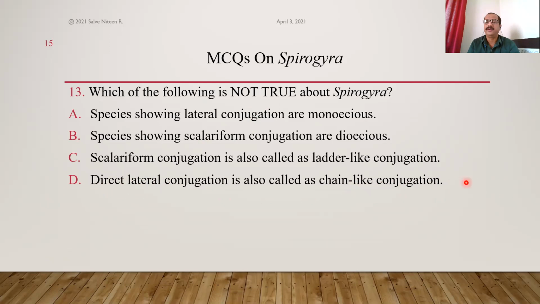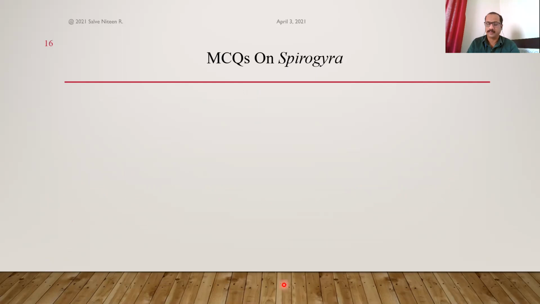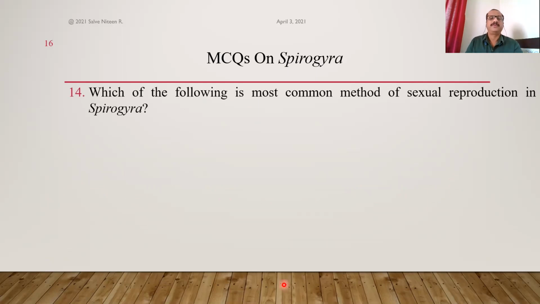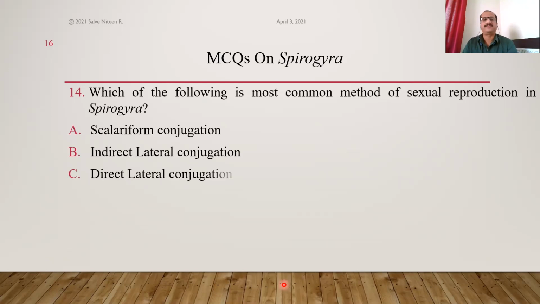This option D is the answer for this question. Okay. Next one. Let's move on to the second. Next question. Which of the following is the most common and advanced method of sexual reproduction in Spirogyra? So scalariform conjugation is the most common and advanced method of sexual reproduction. So here the answer is option A.